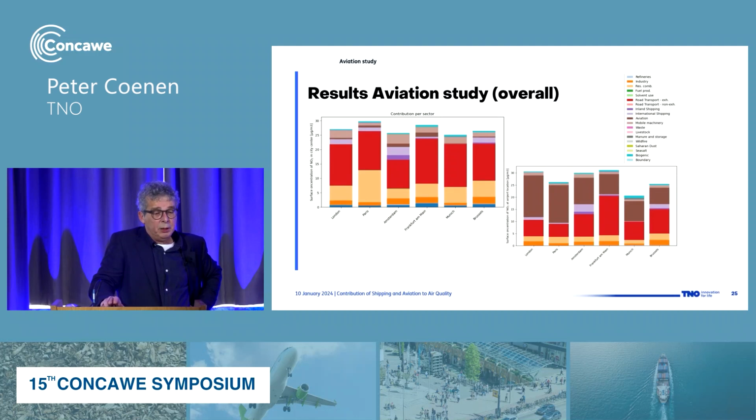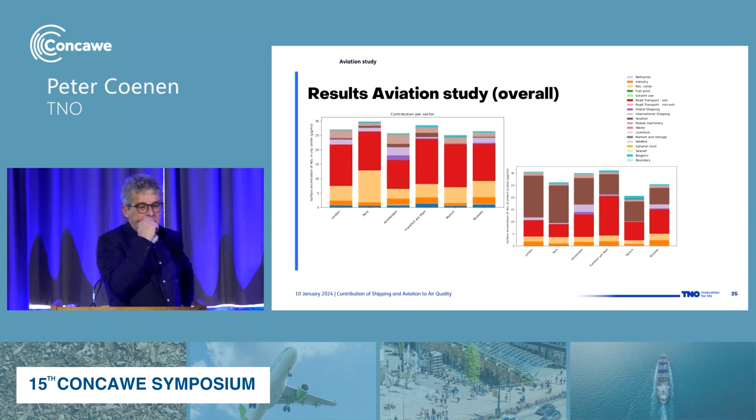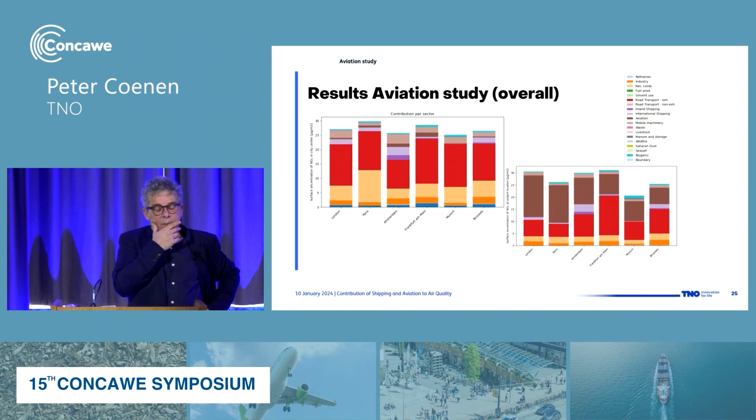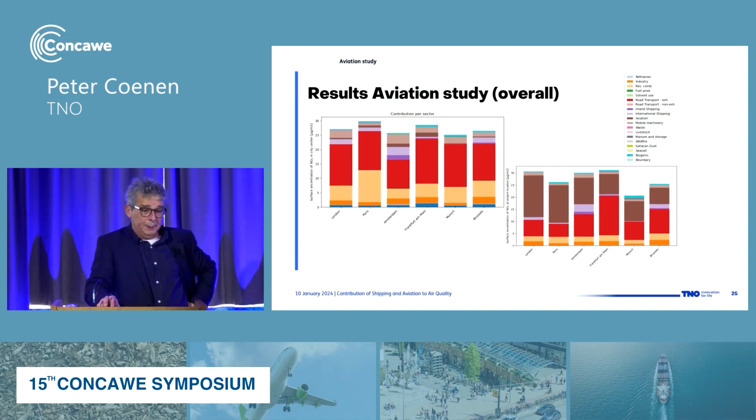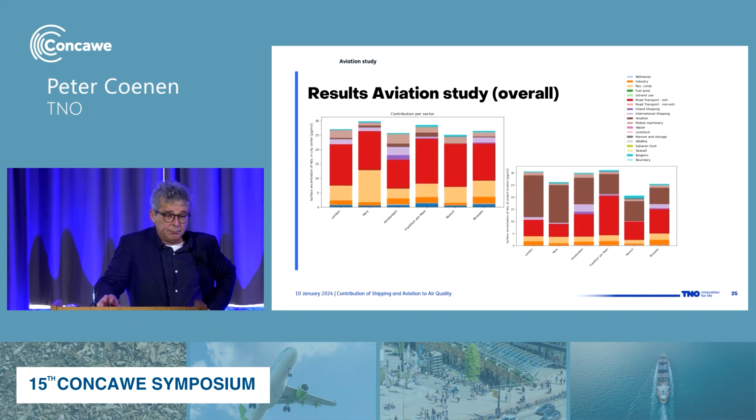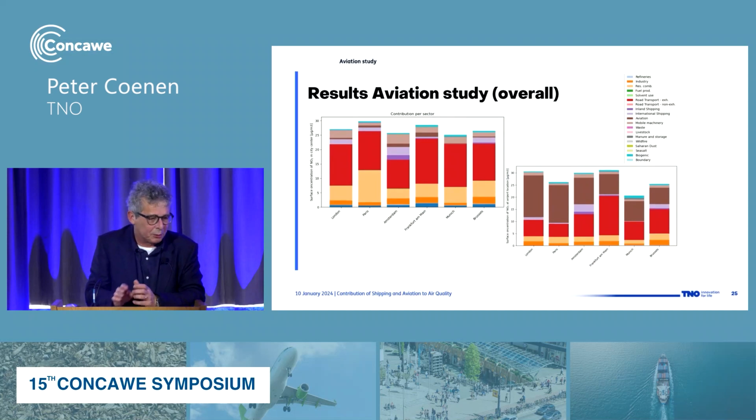So here again, the bar charts with the contributions of all the source sectors. And what you see here is that the aviation emissions are an order of magnitude lower than international shipping and also far below the road transport emissions. The left bar is at the airport itself, and the right one is at the city center, near the airports.